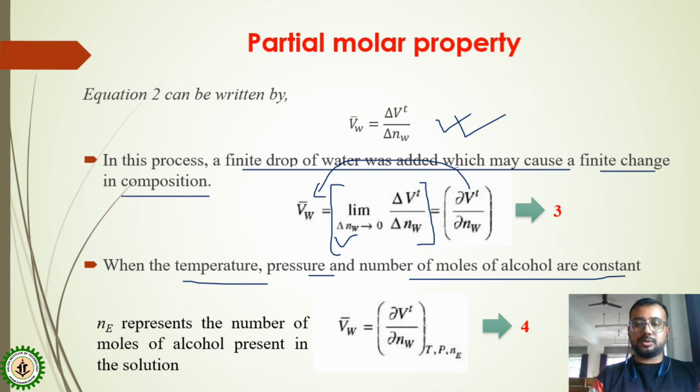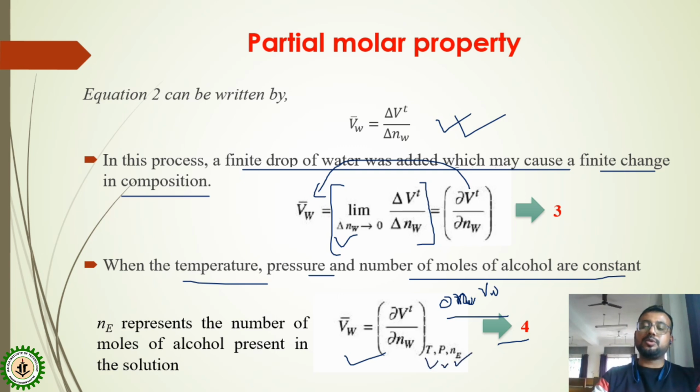So in mathematical expression, from equation number 4, we can get the mathematical expression of partial molar volume, that is VW bar is equal to delta VT by delta NW, when temperature, pressure and number of moles of ethanol or alcohol are constant.